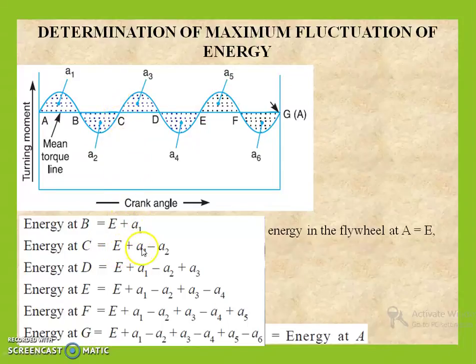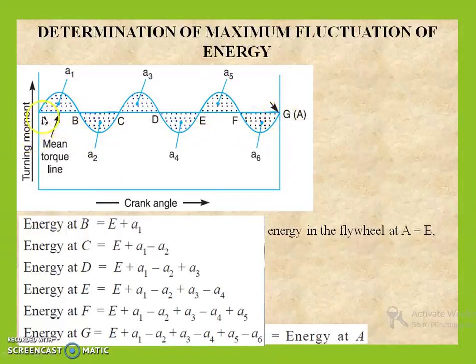That is equal to E plus A1 minus A2, that is the deficiency energy. And what is the energy at D? It is equal to E plus A1 minus A2 plus A3. And at E, it is E plus A1 minus A2 plus A3 minus A4. And at the point F, it is E plus A1 minus A2 plus A3 minus A4 plus A5. And when it comes to the point G, it will be equal to E plus A1 minus A2 plus A3 minus A4 plus A5 minus A6. So at this point, it has completed one cycle of operation.